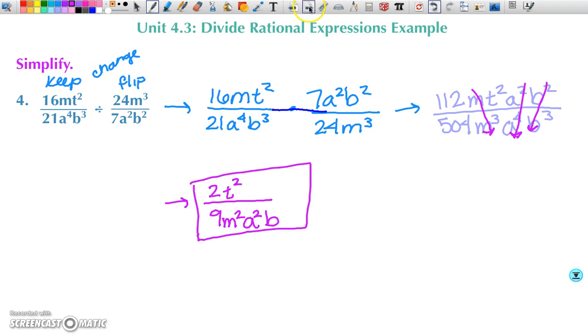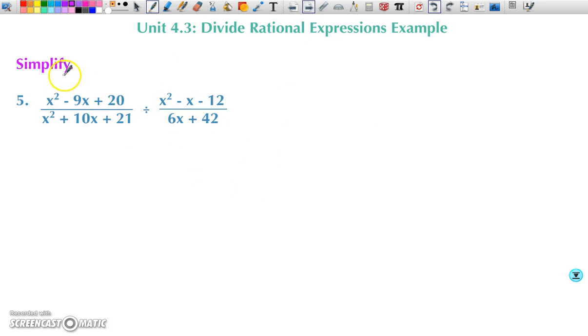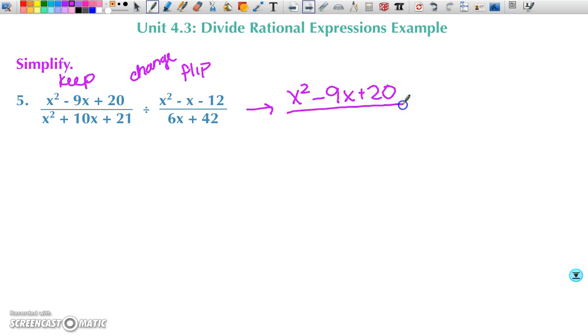All right, and now one more. So again, because it's division, that means we're going to keep, change, and flip. So we keep this as x squared minus 9x plus 20 over x squared plus 10x plus 21. We change to multiplication and we flip the second one. 6x plus 42 is now our numerator, and we're dividing by x squared minus x minus 12.